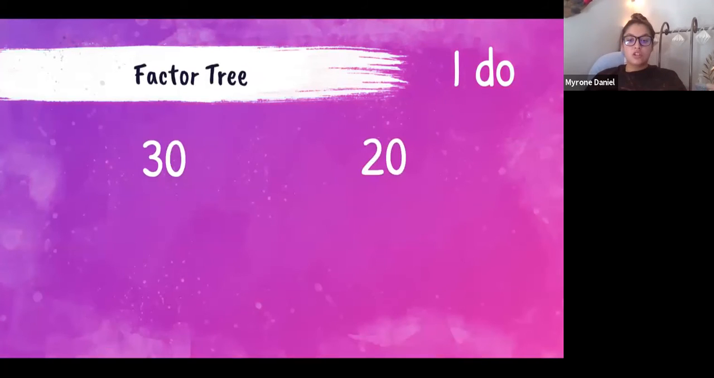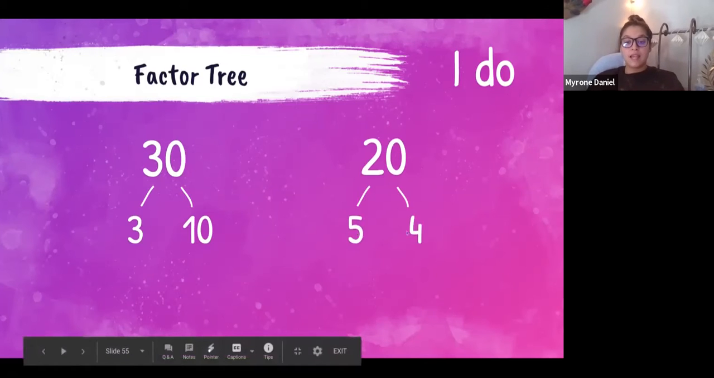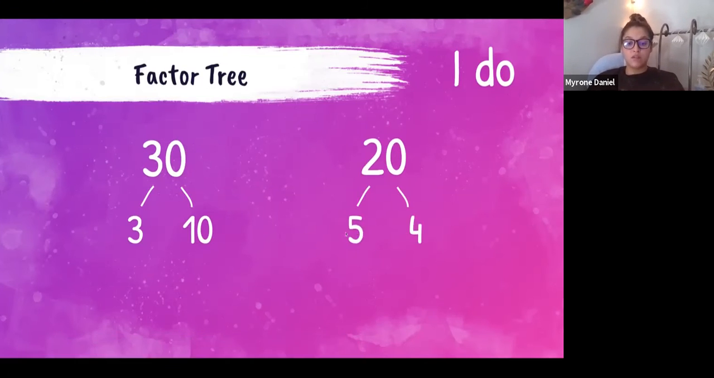Okay, so we're going to do another factor tree, but this time a factor tree of 30 and 20, and we're going to find the greatest common factor. First we break down 30: 30 is 3 times 10. Then we break down 20, and that's going to be 5 times 4. You could break it up any different way. As long as it still equals 20, you could have done 2 and 10 and still got the same answer for your factors. But I did 5 times 4.